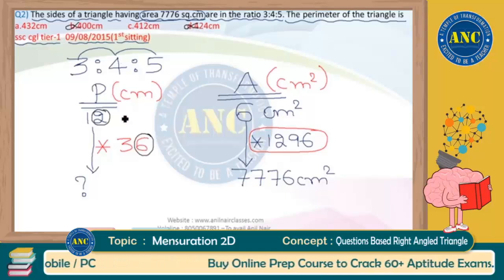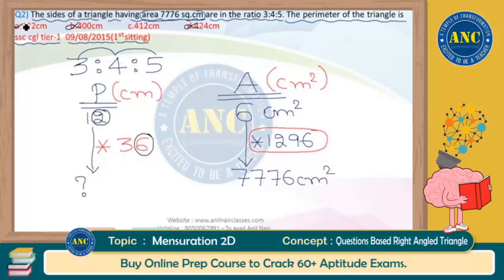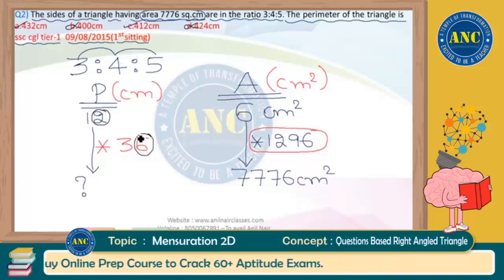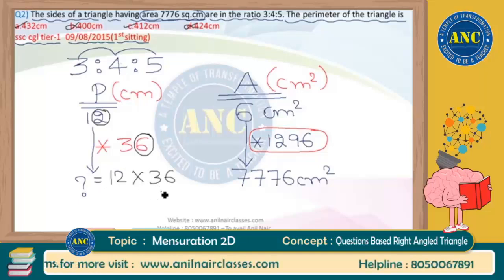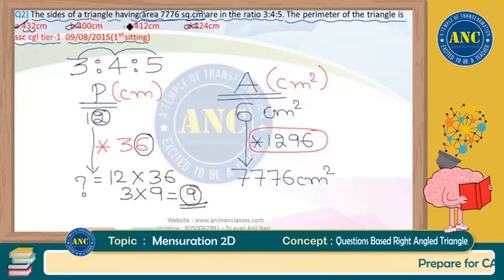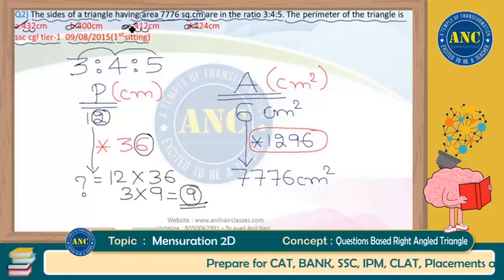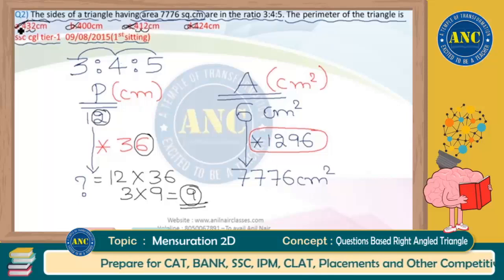Sir, can I use some other method right now, because I have two options left where the unit digit is 2? You can apply digital sum. 12 into 36 is what I am finding, right sir? 36 digital sum is 9. 9 multiplied by any number, digital sum is always 9. That means the answer option should also have the digital sum 9. First option is 4 plus 3, 7, 7 plus 2, 9. It may be the correct answer. Second option is 4 plus 1, 5, 5 plus 2, 7. It is not equal to 9. Therefore, 432 should be the correct answer.